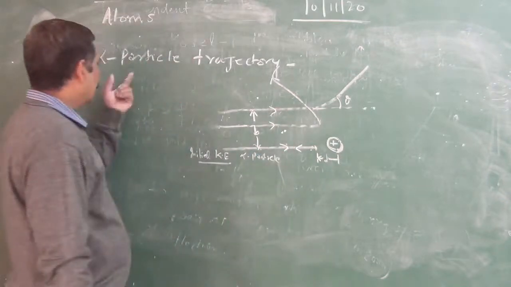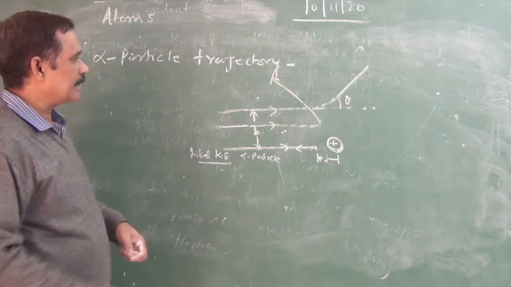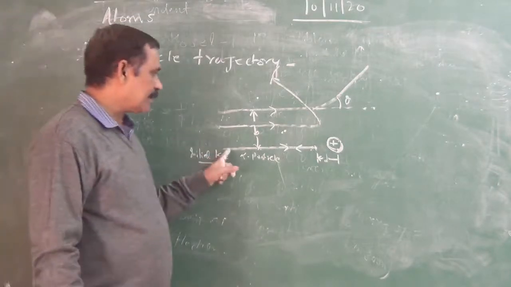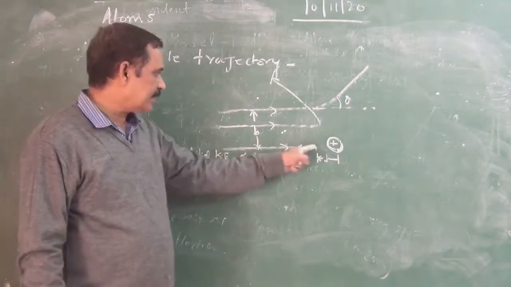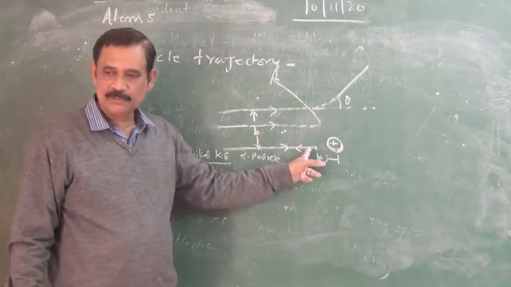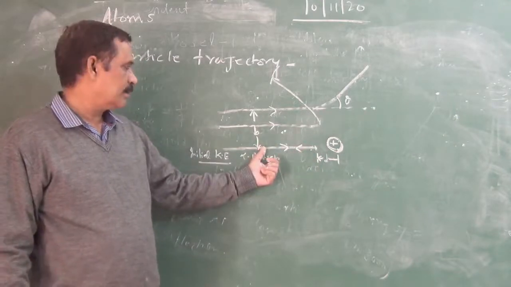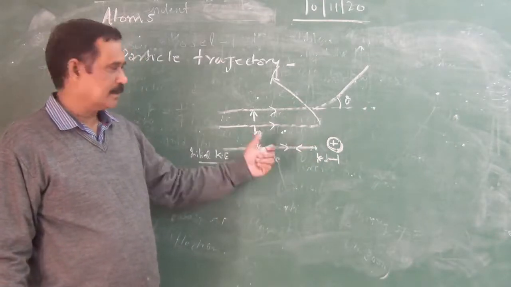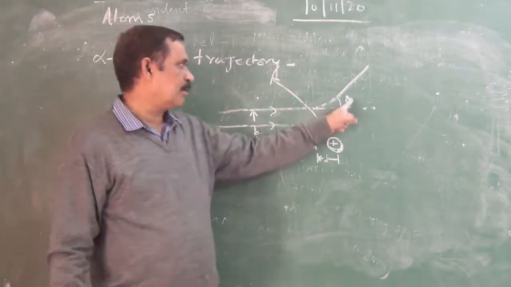So with the help of this figure I am showing the alpha particle trajectory. Some of the alpha particles, that is 1 in about 8,000, retrace their path, that is, pi degree. When it strikes the nucleus, it reflects back and follows the same path, and some alpha particles are deflected through an angle theta.